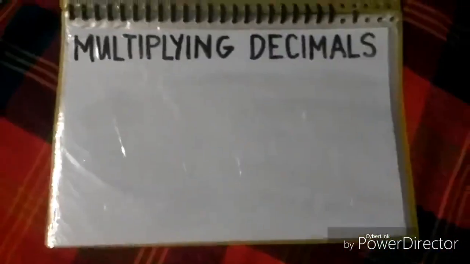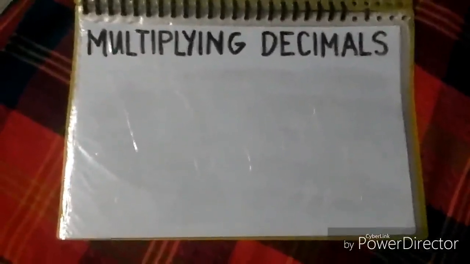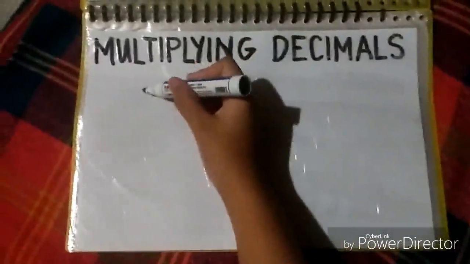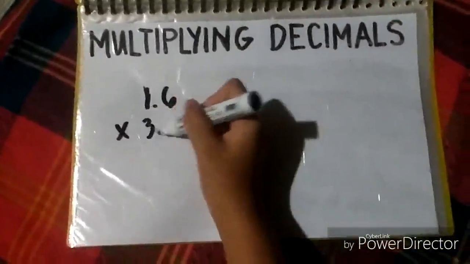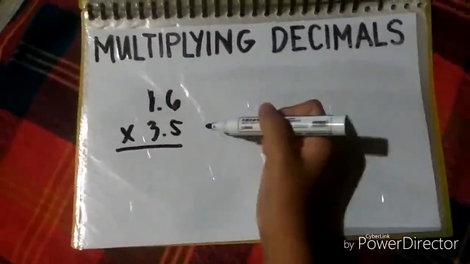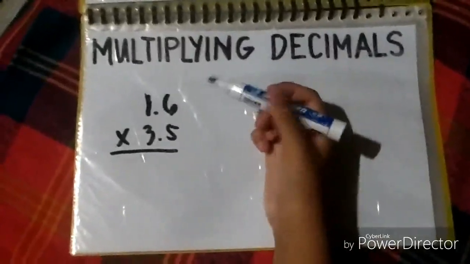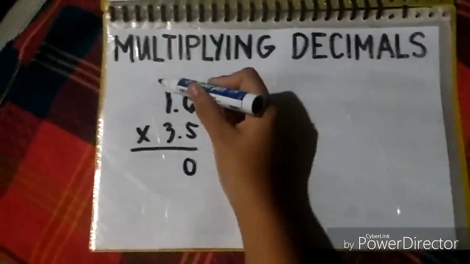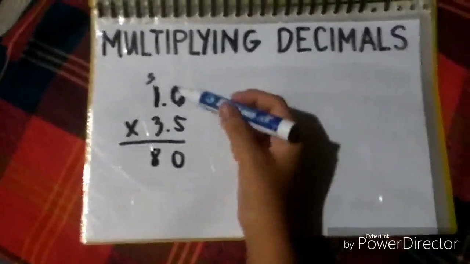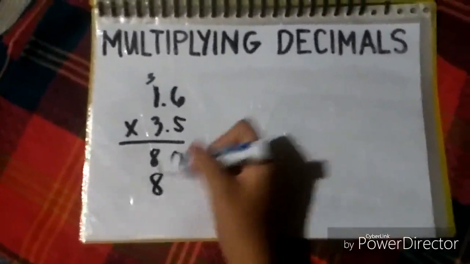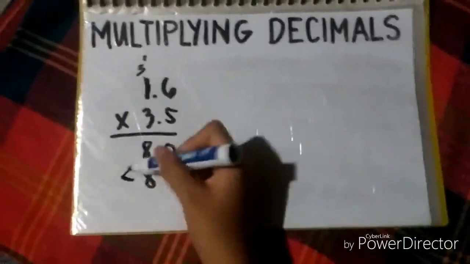Multiplying decimals is quite hard. Decimal places and points are important. Let's have this one. 1.6 times 3.5. First, let's multiply normally and ignore these decimal points. 6 times 5 is 30, carry 3. 5 times 1 is 5, plus 3 is 8. 6 times 3 is 18, carry 1. 3 times 1 is 3, plus 1 is 4.